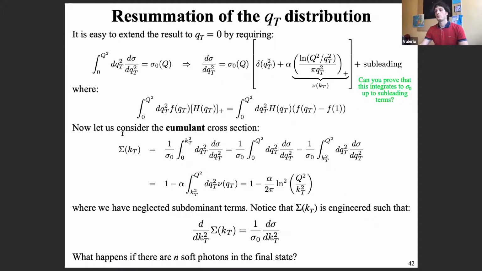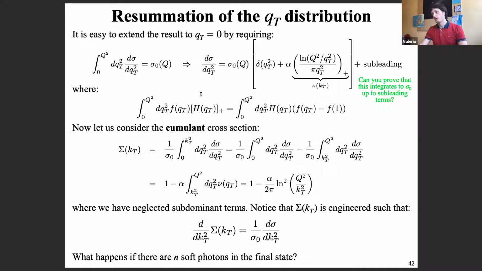Then what Parisi and Petronzio have done is to define a cumulant cross-section, what they call capital sigma of KT. This is just the integral between zero and some KT, this variable, over the cross-section. You can split this integral between something that is between zero and Q square, and then the rest that is between KT and Q.